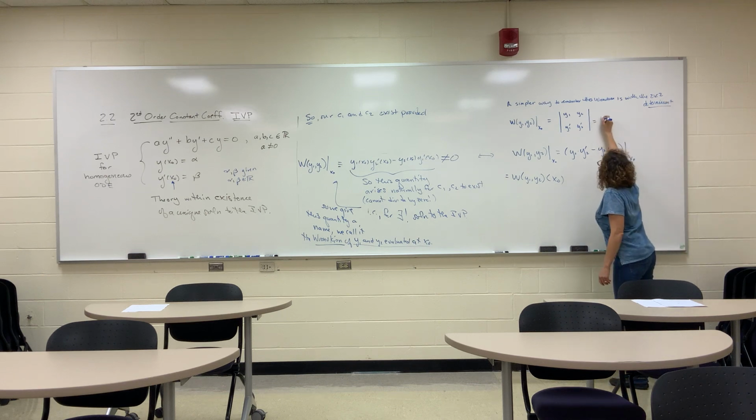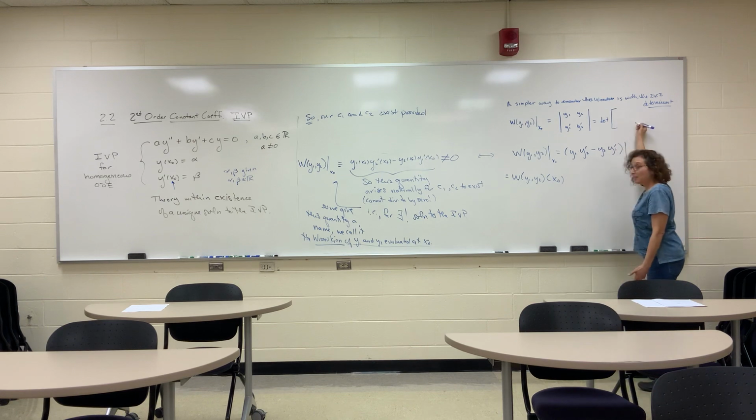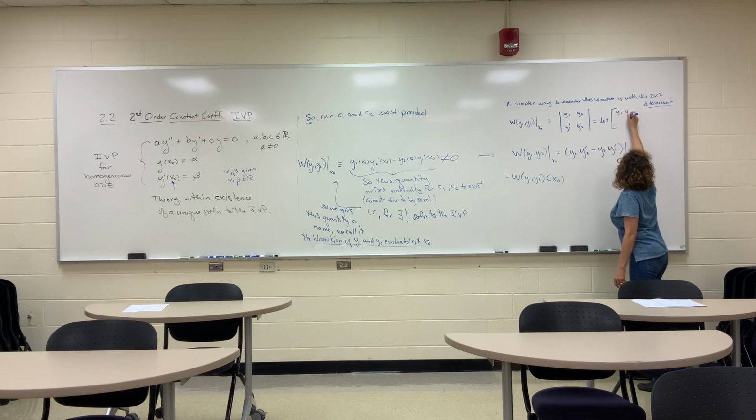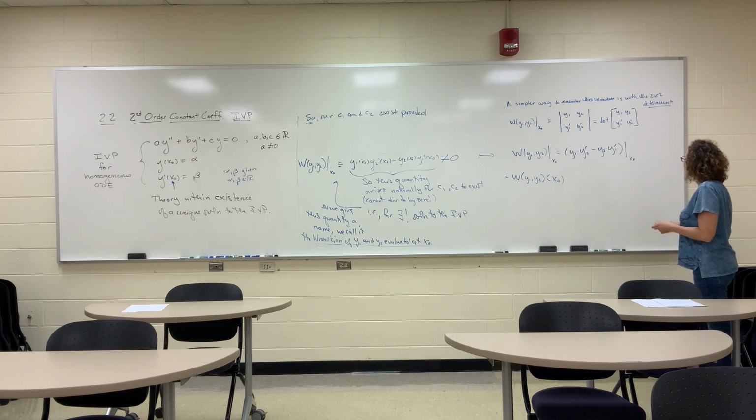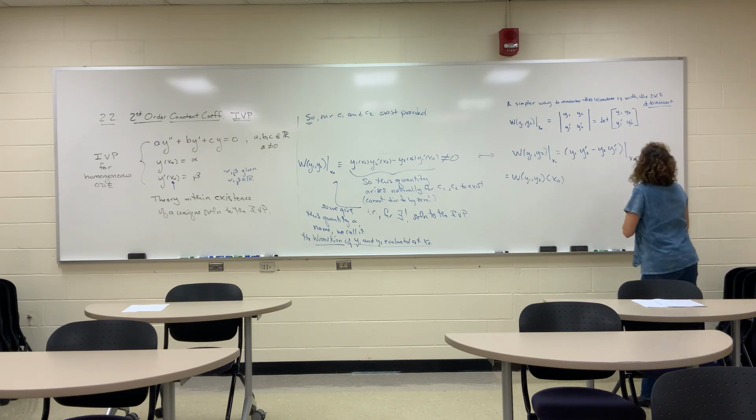Another way to write that is the determinant of the matrix, which is a 2 by 2 matrix, y1, y2, y1 prime, y2 prime. We're foreshadowing some things we're going to be talking about later. The determinant of that matrix. And what is the determinant of a 2 by 2 matrix? Okay, so that's the question.